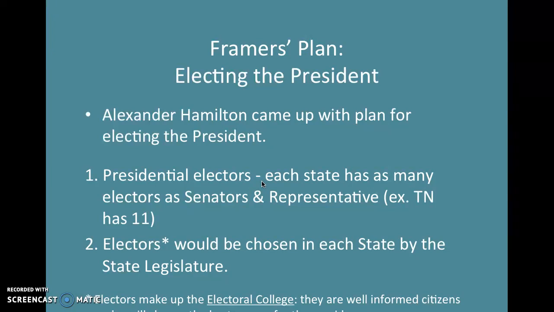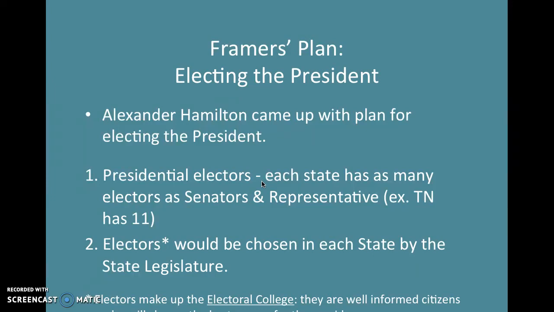This is homework. You should be on page 366 of your textbook, and you should be on page 2 of your notes packet. We're talking about the framers' plan to elect a president, which is awfully timely considering what's happening. Today is the first day of early voting here in Tennessee, so make sure you get out there and vote.